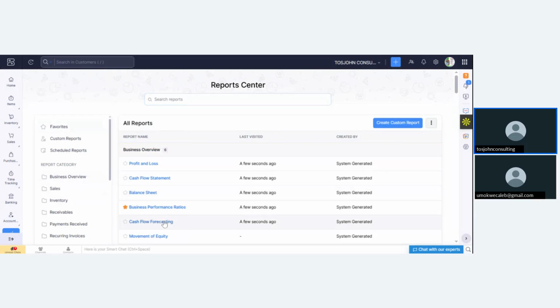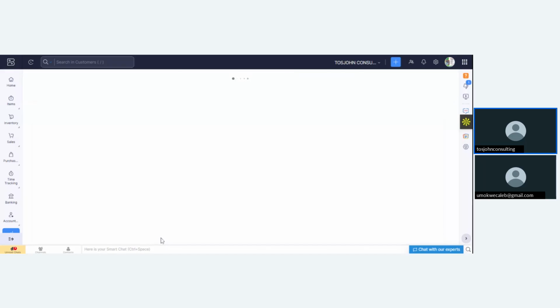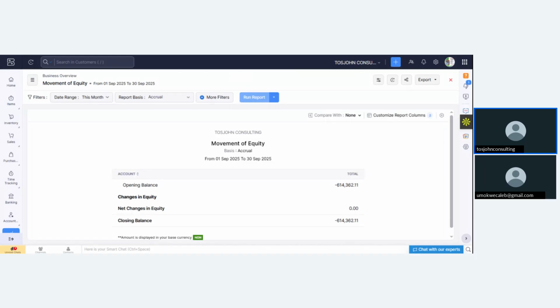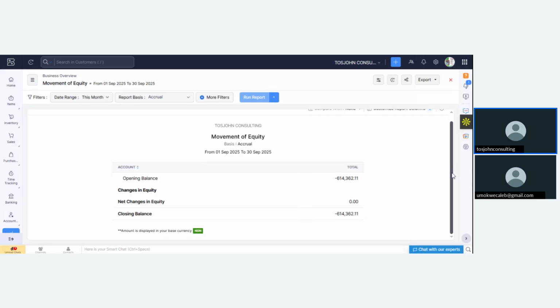Very good, thank you. So movement of equity, this is another business overview. Movement, how money is moving, right? Equity, the owner's money, the owner's stake in the business. So you can also get the report of it here. Opening balance here, net changes in equity, nothing changes. Closing this, right? So this is equity. So it's showing negative, which is not a good sign. It's not a good sign.